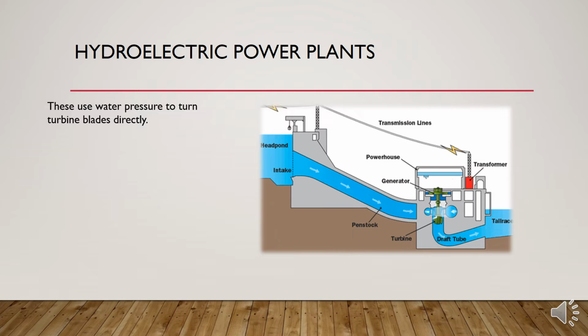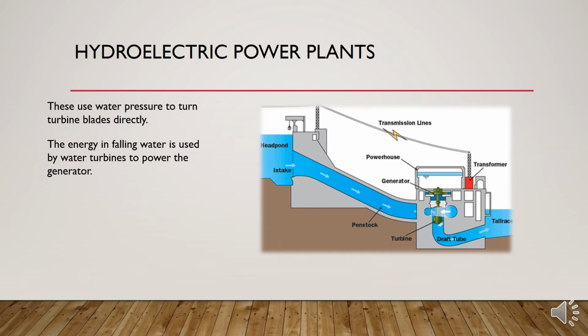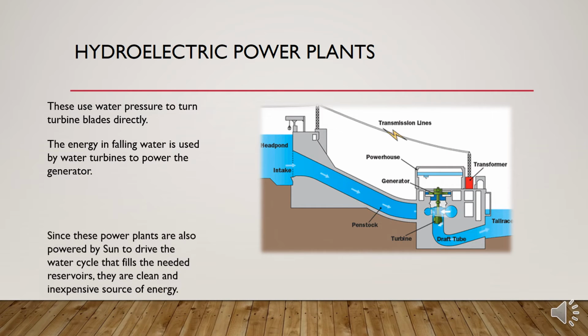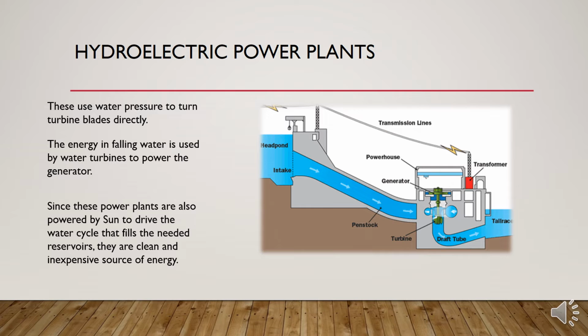The next to that is the hydroelectric power plants. These use water pressure to turn turbine blades directly. The energy in falling water is used by water turbines to power the generator. Since these power plants are also powered by the sun to drive the water cycle that fills the reservoir, they are clean and inexpensive sources of energy.